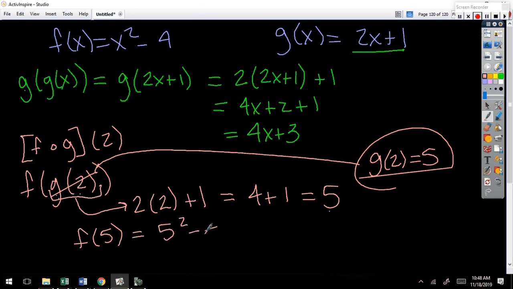So 5 squared minus 4. Wait, Miss Phoebe, can I just write it as 2 and then parentheses 2 plus 1 and all of that squared minus 4? Sure, you can do it all at one time. Questions?